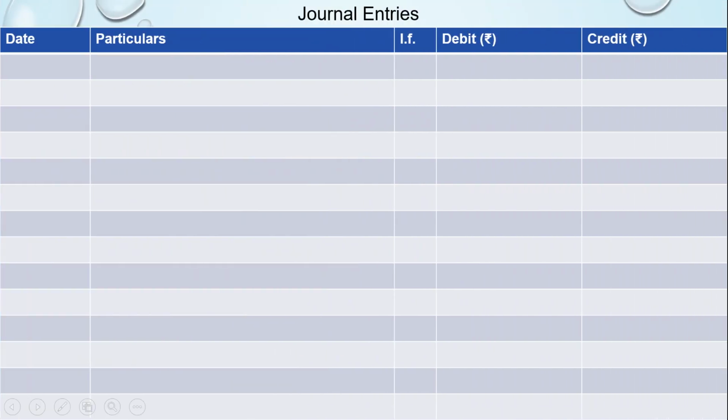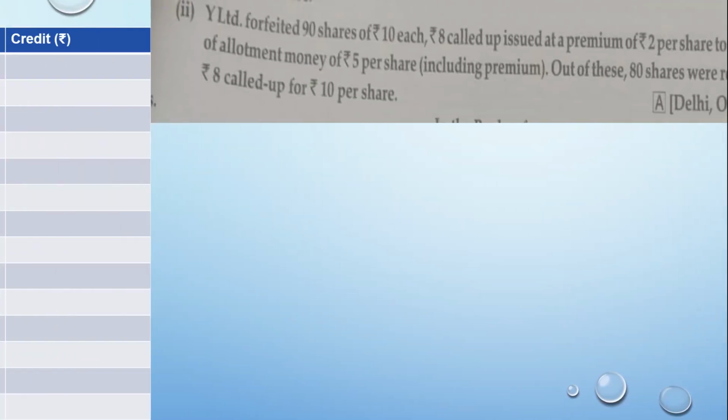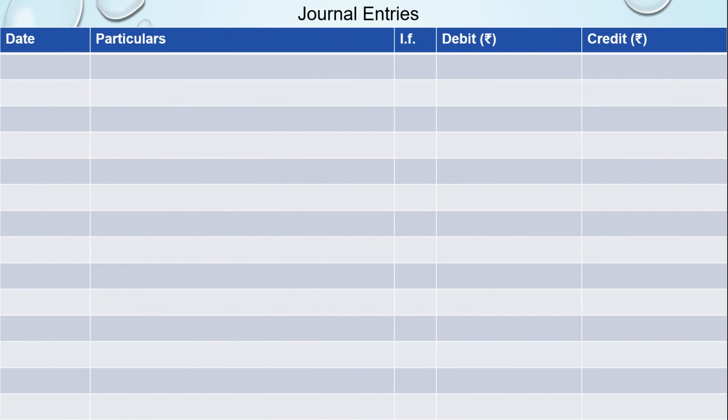So the first entry that we are going to write is for the forfeiture of the shares. So it is going to be share capital account debit. When the shares are forfeited, the shares are being cancelled out, so we are debiting share capital. And that would be for the number of shares forfeited into the called up value.